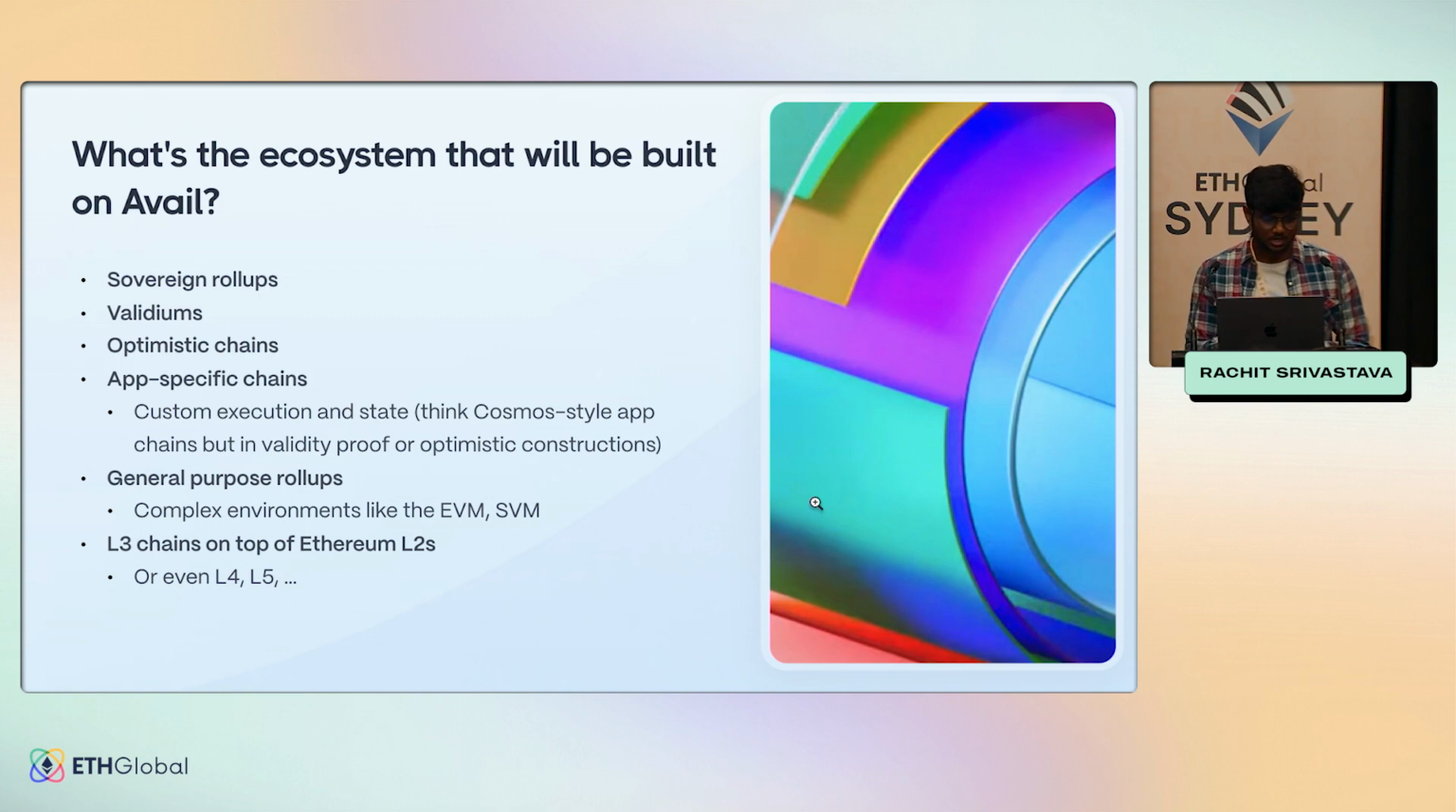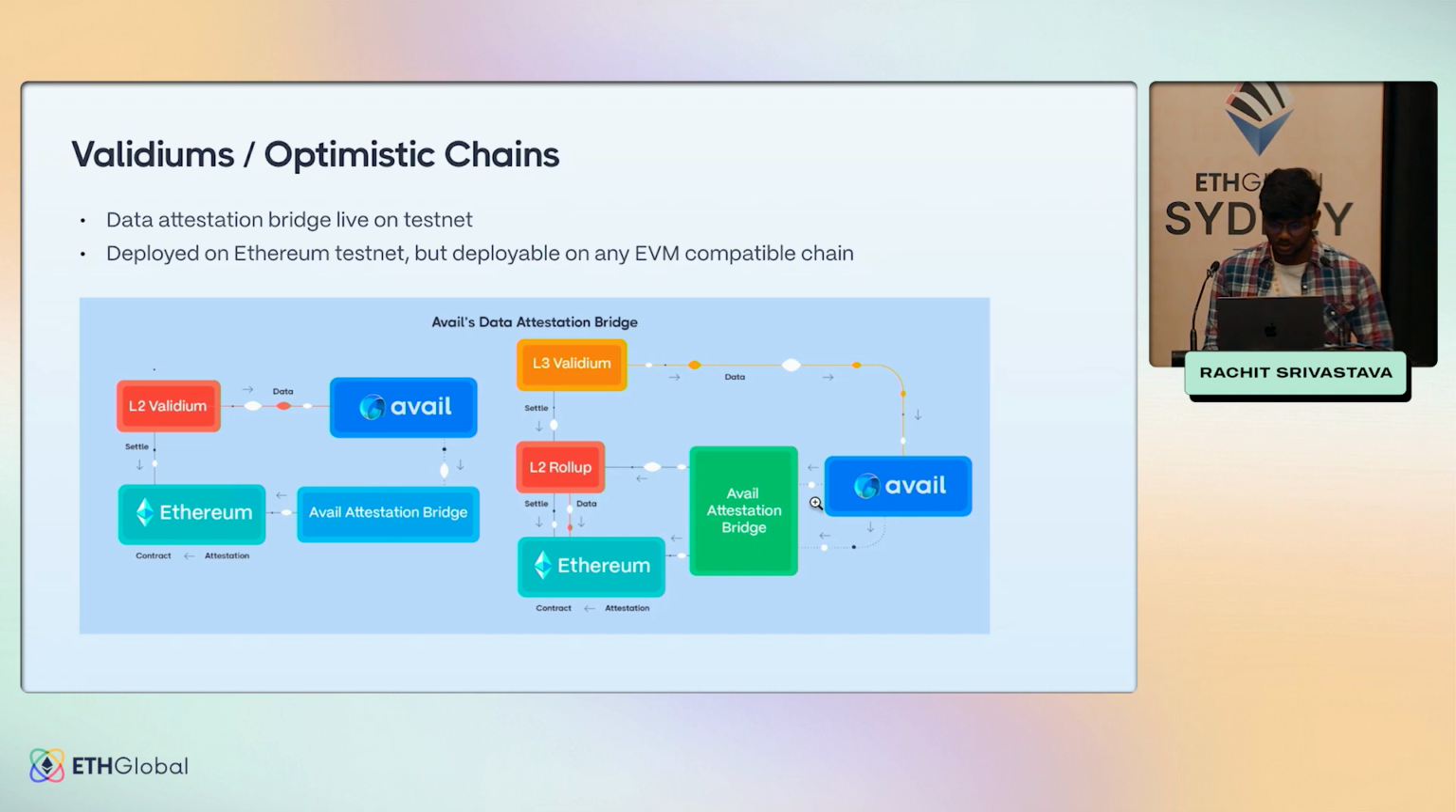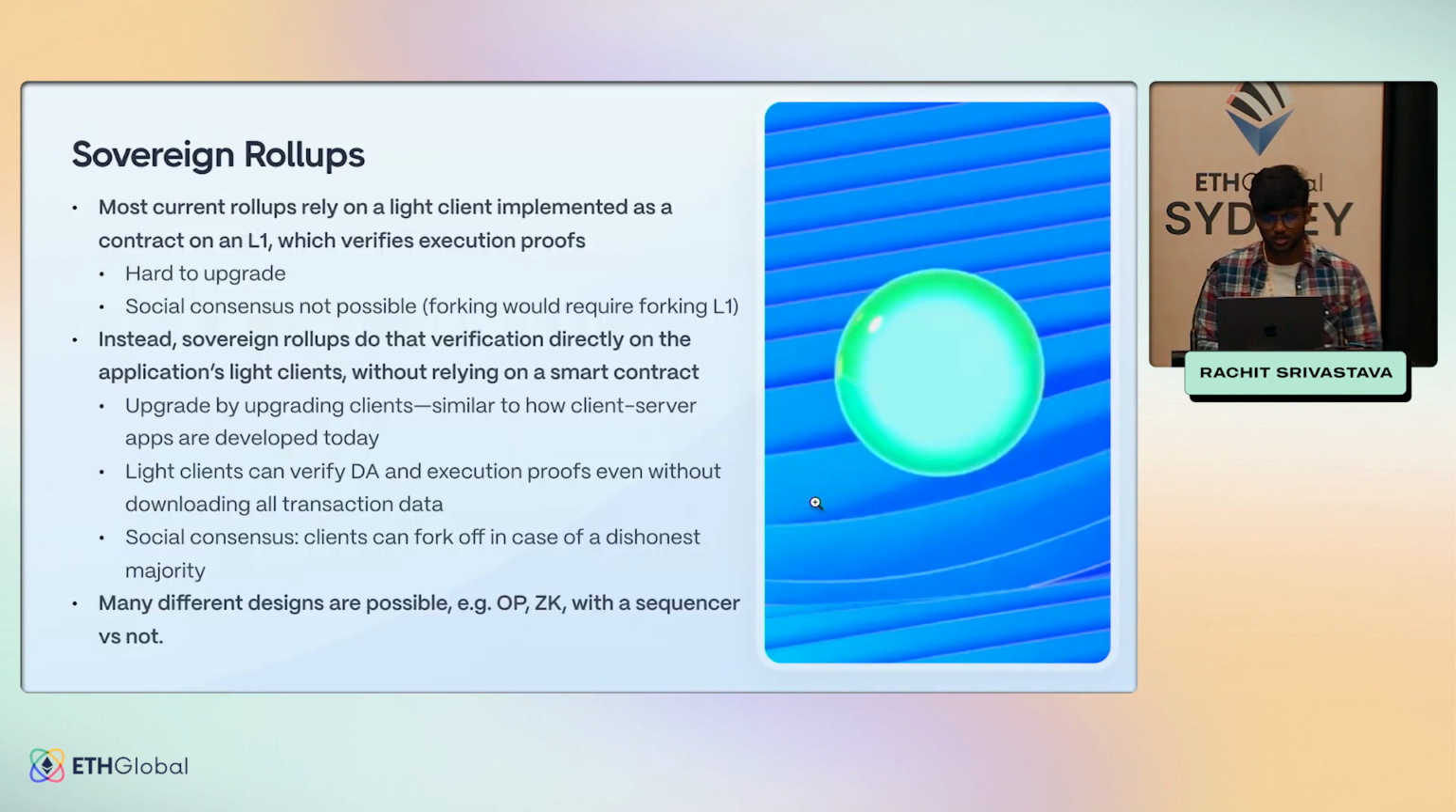And we can build a lot of types of rollups. It can be sovereign rollups, validiums, optimistic chains, app-specific chains and all. So a lot of possibilities open up when you have a separate DA layer. Validiums are basically ZK chains which post data on our DA layer. Similarly, an optimistic chain posts data on the DA layer like an optimistic rollup in general. And I'm pretty sure everybody is aware of sovereign rollups, but it's basically a rollup which doesn't use a smart contract on a base layer to guarantee its security and execution. So that's another possibility that you can make.